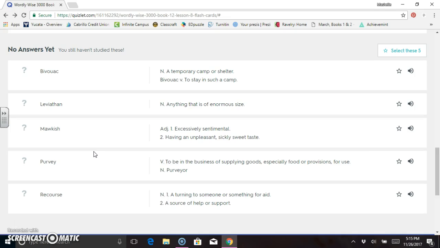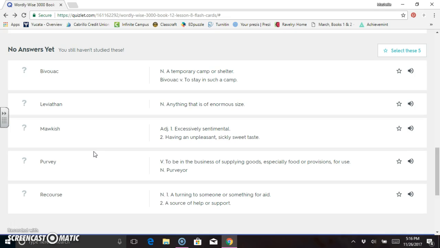Leviathan is anything that is of enormous size. So it's not like a little fish in the ocean. It would be the whale. It's not like it would be a house, but it would be like the Sears Tower. So it's that enormity. It's not like it's Rhode Island, but it's Texas. So keeping that idea of the size in.